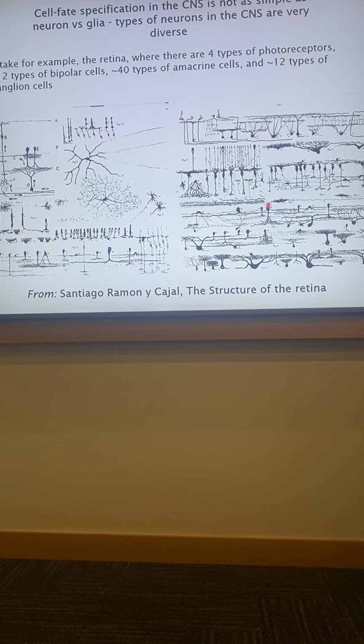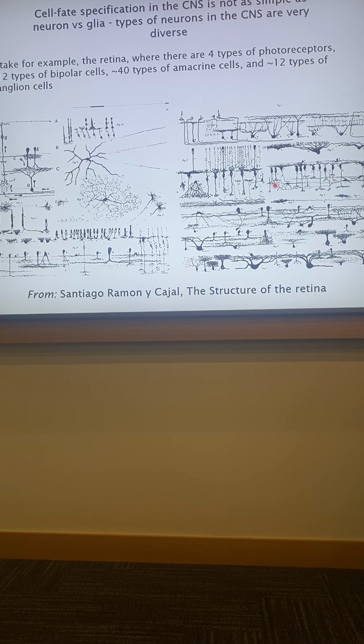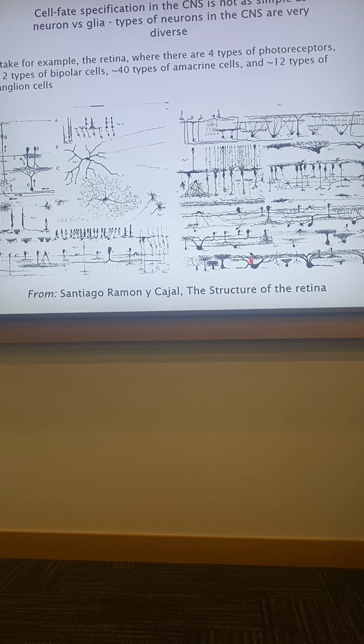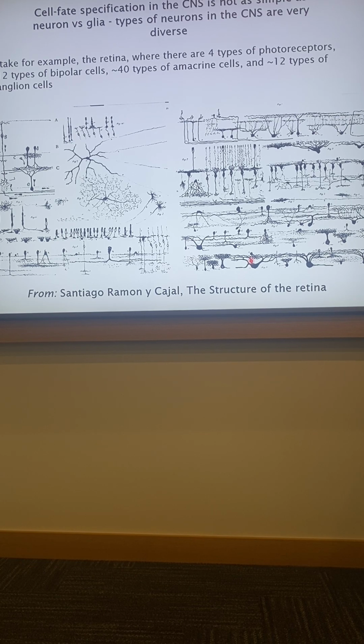There's probably 50 or 60 transcriptionally distinct types of amacrine cells, 16 to 18 different types of bipolar cells, 20 or 30 different types of ganglion cells. So even within the subsets of neurons, you get further differentiation. And these cells are distinct based on their morphology, their transcriptional profile, and their function. So it's much more complicated. And aren't you guys lucky that we don't have enough time to go into that today?